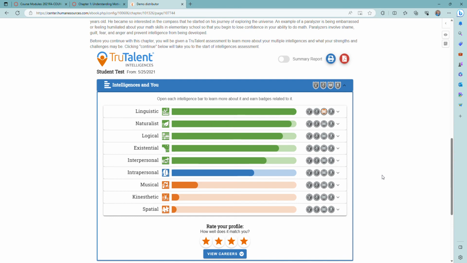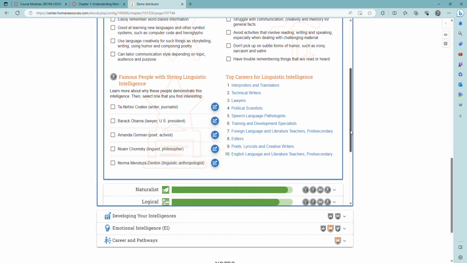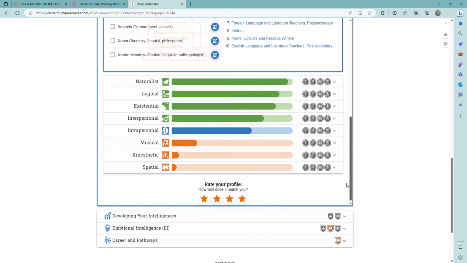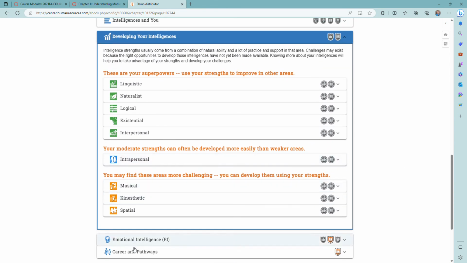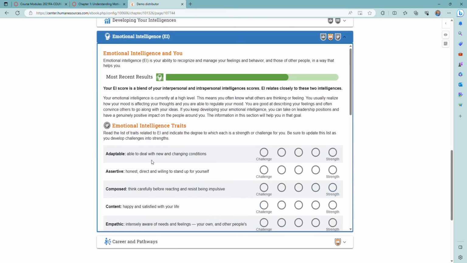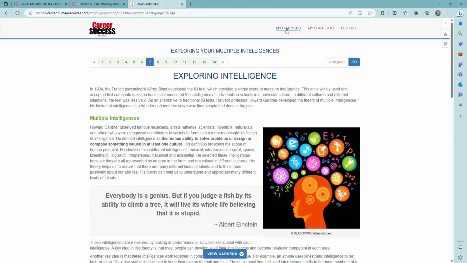Multiple intelligences, the True Talent Multiple Intelligences Assessment is built into this chapter. And these again are clickable. So for example, what does linguistic mean? Here are my strengths, my challenges. Famous people with strong linguistic skills, top careers for linguistic intelligence. How to develop your intelligences. Emotional intelligence and increasing in emotional intelligences, and again career and pathways. So here are some careers again that match my multiple intelligences.